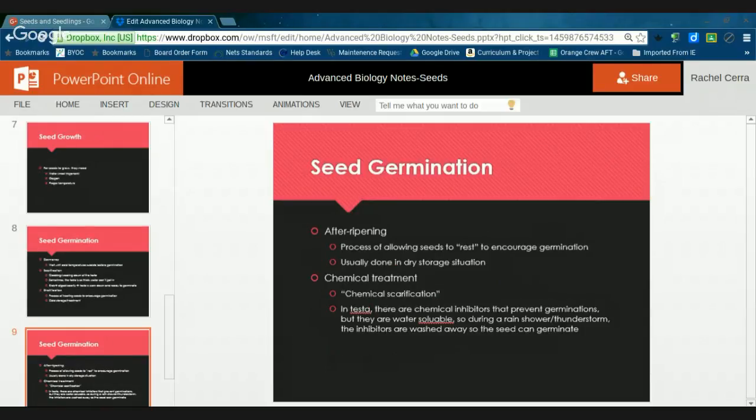After ripening is another method of encouraging seed germination. With this one, you're allowing seeds, they've been harvested, so now you basically just let them rest to encourage that germination.